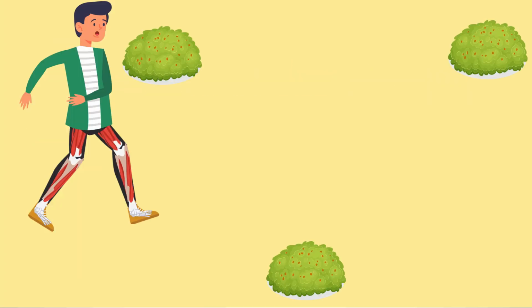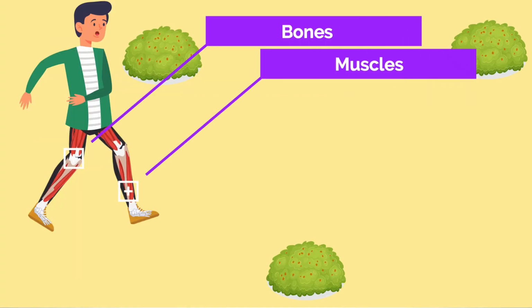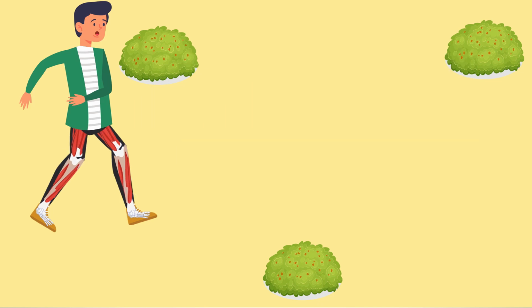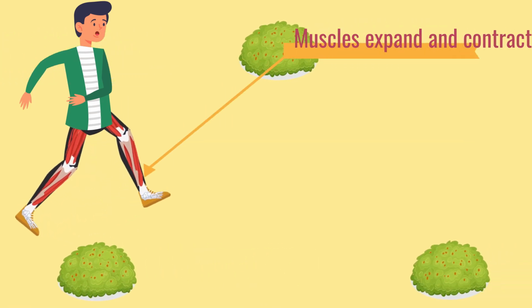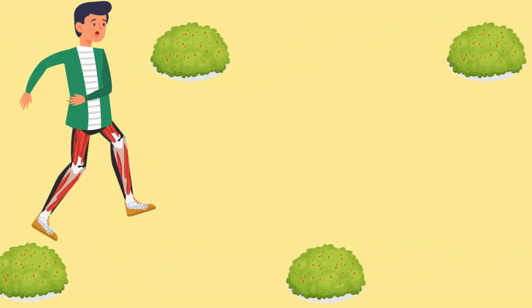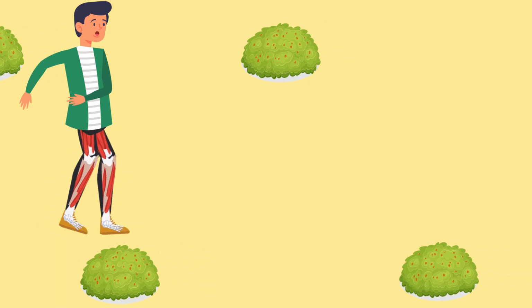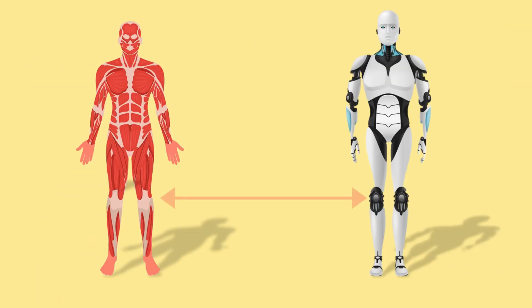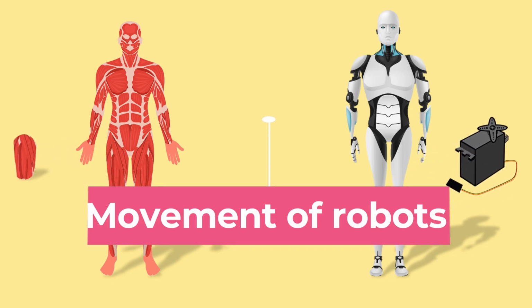Muscular system. The muscular system along with the skeletal system helps in moving any body parts. These muscles expand and contract, thereby helping in movement of the body parts. It also helps in the working of other body organs. In the case of robots, the same action is performed by the actuators. They help in moving different parts of the robot body.